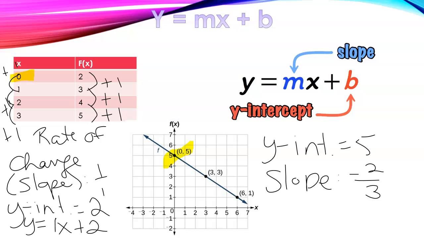If I wanted to write my equation for this line, it would be y equals negative 2 over 3x plus 5.